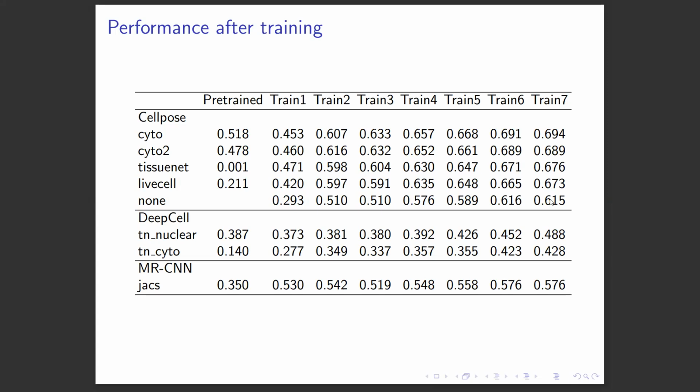And if you compare with the other models, if we start with TissueNet, this is the model that's trained to analyze TissueNet. On our data, it starts at 0.1%, but after training it gets up to almost 70% as well. And with the Mask R-CNN, it's about 60%. So Cellpose is the best.